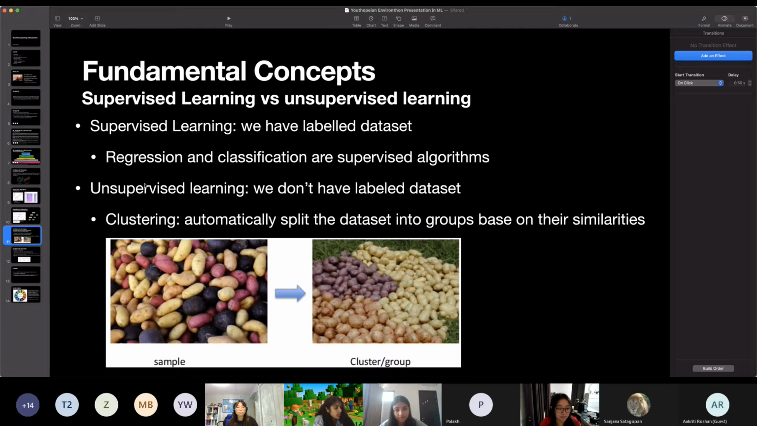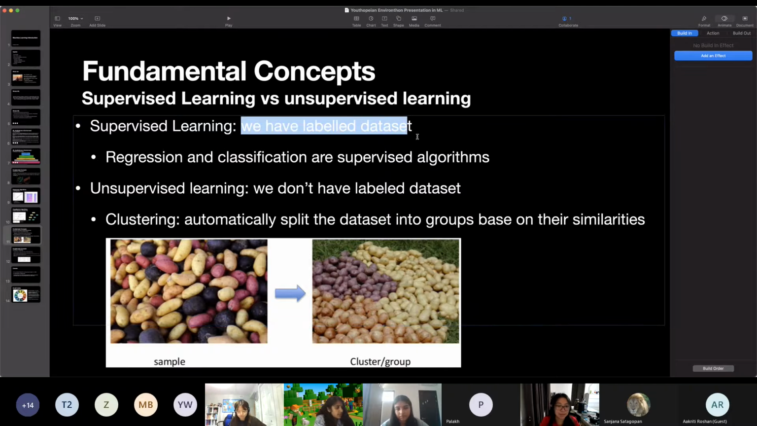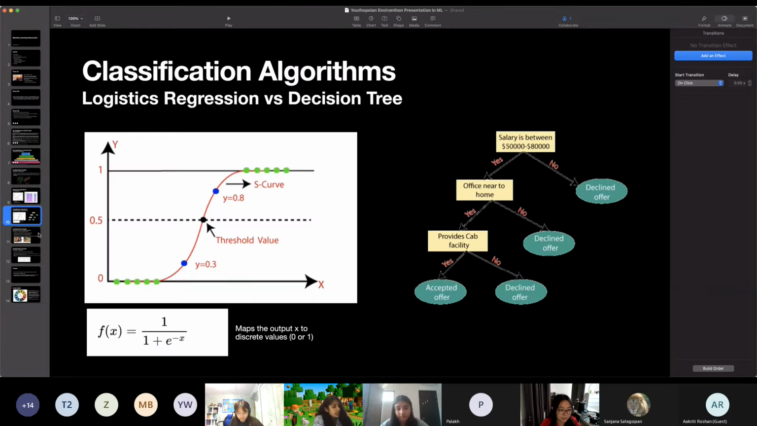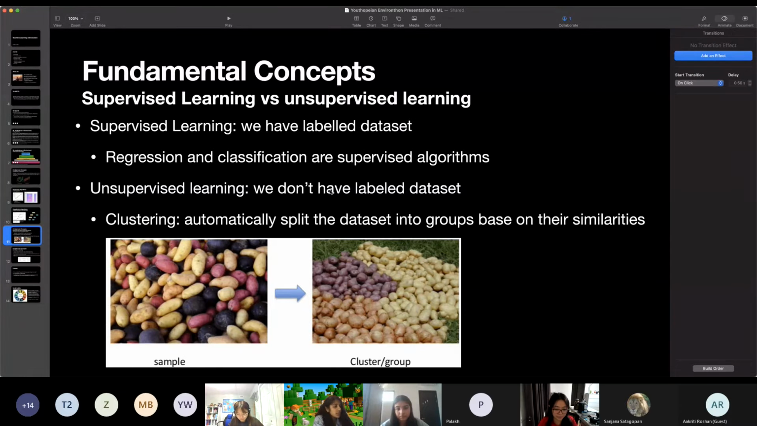Now I want to talk about supervised learning versus unsupervised learning. The regression and classification algorithms we talked about are both supervised learning because we have labeled data sets. By labeled data sets, I mean we have a Y for that. Do you remember at the quite beginning I talked about you were given an X, you were given a Y, then you calculate the F underneath.